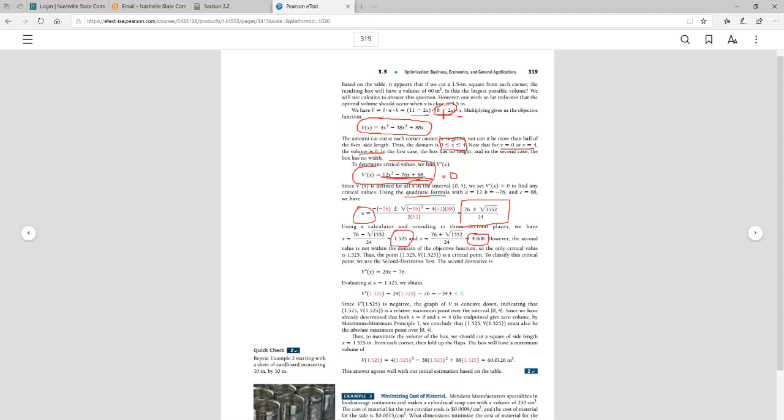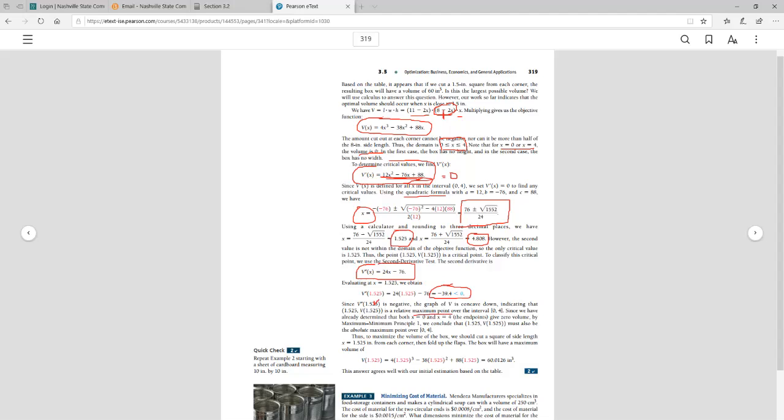Let's take the second derivative, because the second derivative will tell us about concavity. If you take the second derivative and you plug in the first critical value, 1.525, we get a negative answer. If the second derivative is negative, that means the graph of the function is concave down, which means you have a maximum point.